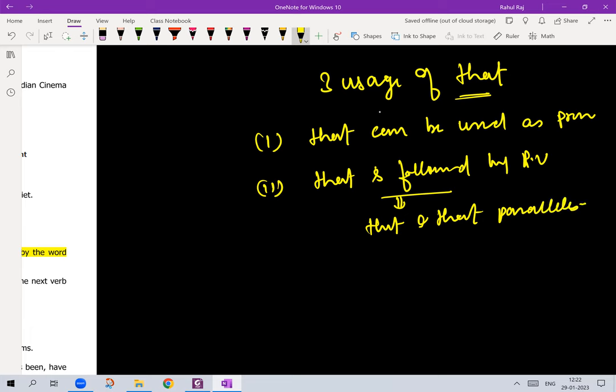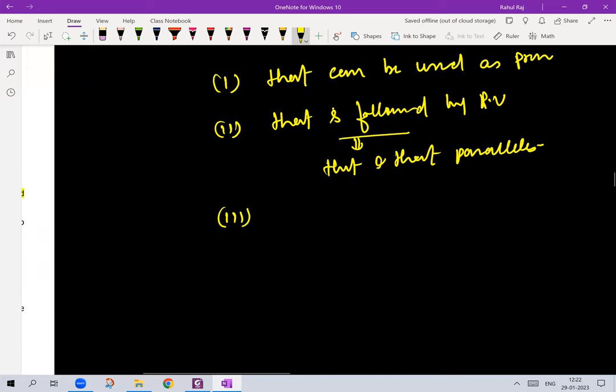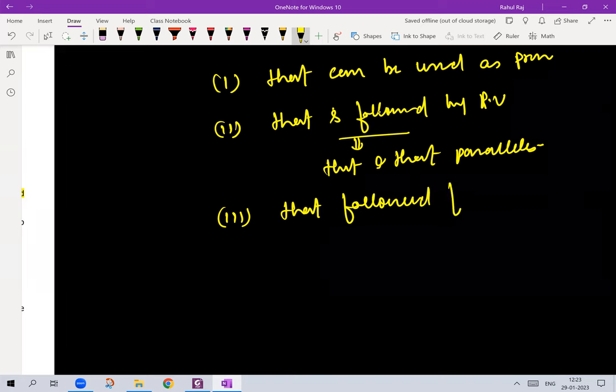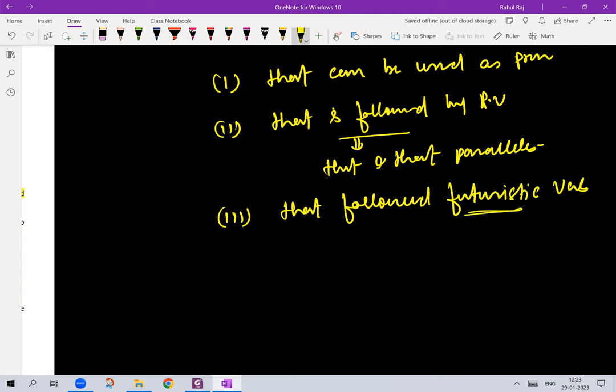And I've told you not to remember anything. You have to look into the structure of the sentence and figure out for yourself if that's a reporting verb or what it is. Do not remember that "prove" is a reporting verb, "reported" is a reporting verb, no. The third usage of "that" comes into the picture over here. It says that "that" is followed by a futuristic verb. You are not supposed to even remember "futuristic verb", nothing. If "that" is followed by a futuristic verb, subjunctive construction in the sentence is necessary.